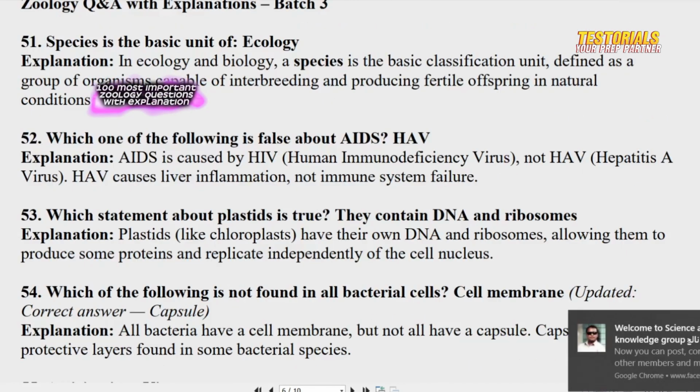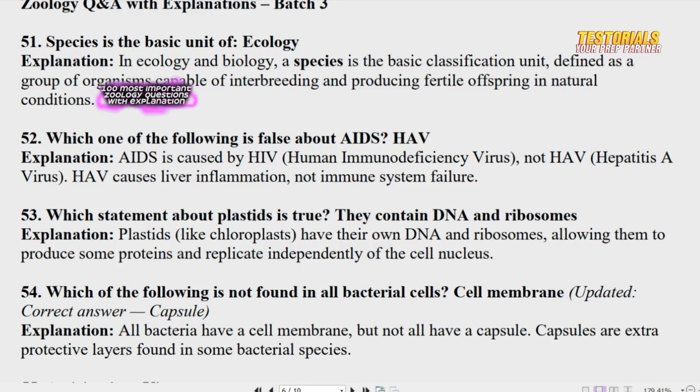51. Species is the basic unit of ecology. Explanation: in ecology and biology, a species is the basic classification unit, defined as a group of organisms capable of interbreeding and producing fertile offspring in natural conditions.